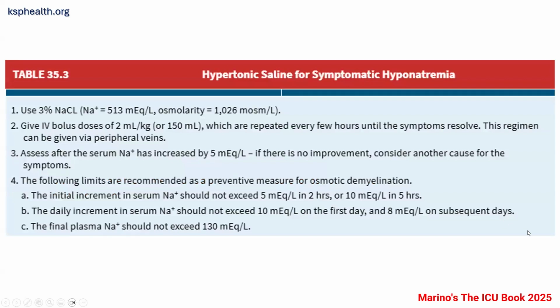This is predominantly adult, but I will give the pediatric perspective. Use 3% sodium chloride. 3% sodium chloride has 513 milliequivalents per liter, compared to normal saline, which has 154 milliequivalents per liter. Give an IV bolus of 2 ml per kilo, or 150 ml, which is the adult value. In my practice, I give 4 ml per kilo in children, until the symptoms resolve. This regimen can be given via peripheral veins.